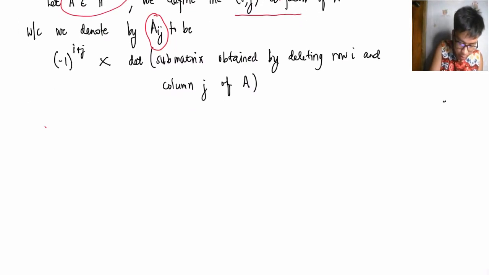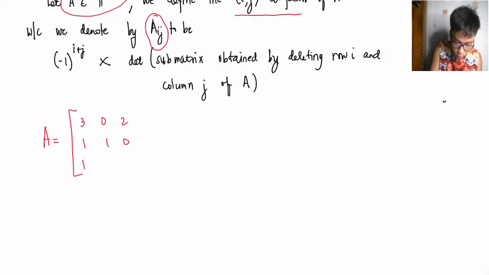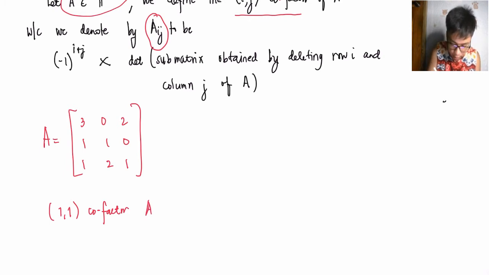Example, let's say our matrix here is 3 0 2 1 1 0 1 2 1. Let's say we want to find the 1 1 cofactor of matrix A. So the 1 1 cofactor is A11 equals (-1) to the i plus j. Your i and j are 1 and 1, so you have 2, times the determinant of the matrix.